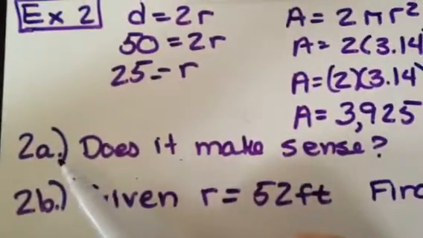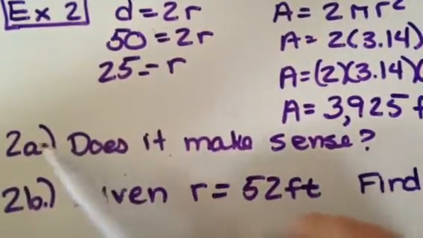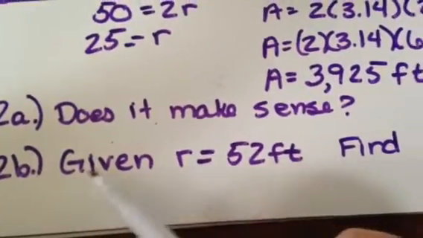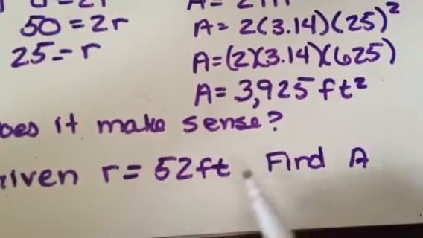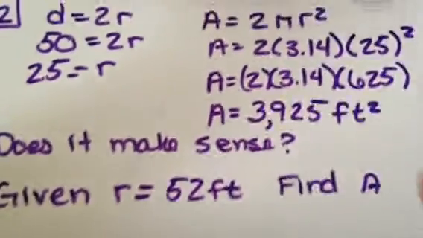Now, for 2A, you do need to read the question and double check. Does this make sense? And then 2B, they give you another problem, and basically they give you that the radius is equal to 52 feet, and they want you to find A. So go ahead, pause the video, and take care of that.